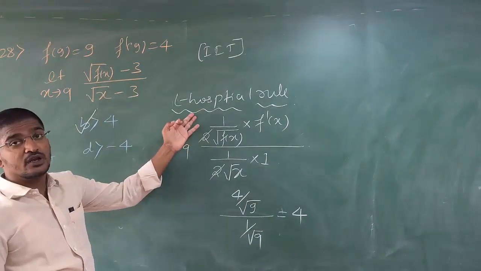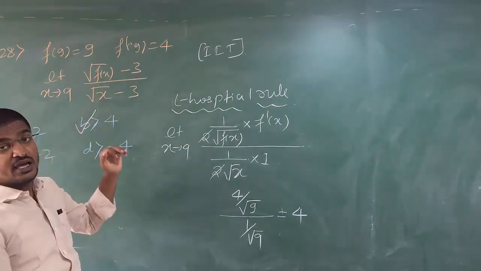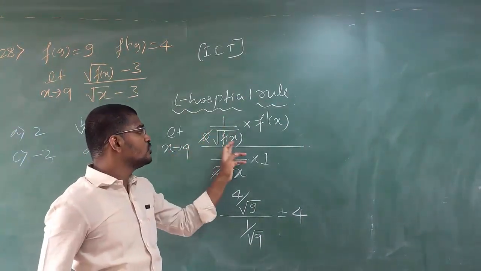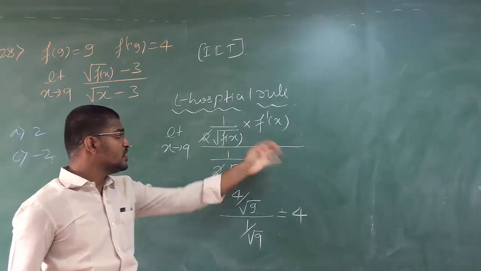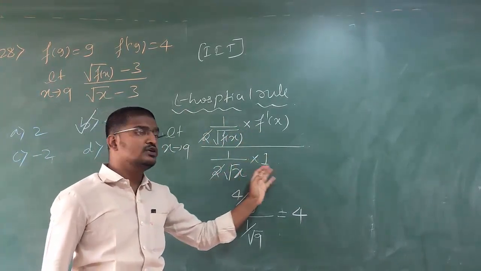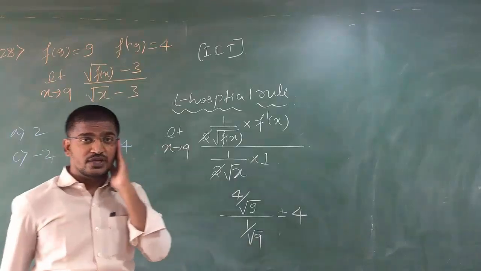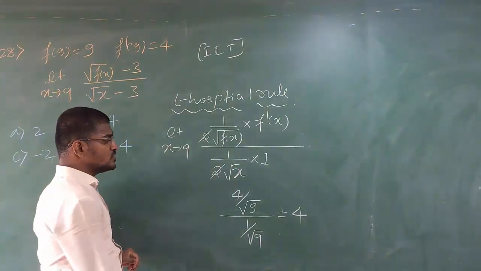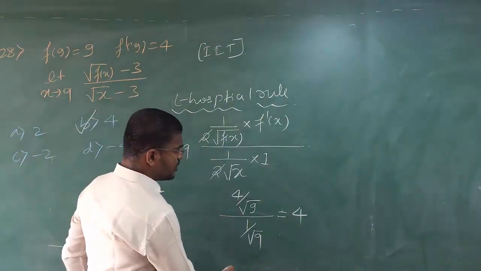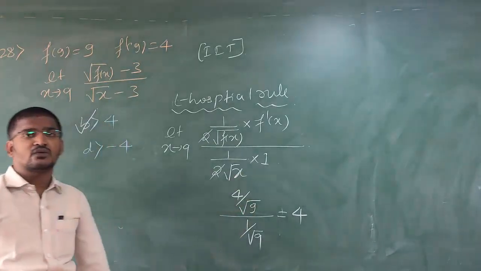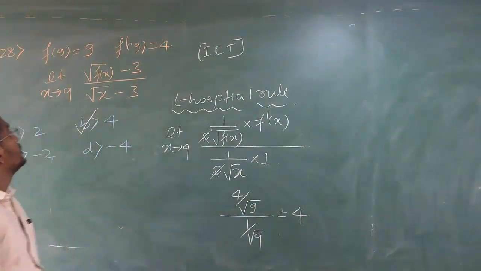Please remember L'Hospital rule, because this is in the form of 0 by 0. Therefore, 1 by 2 root f of x into f dash of x divided by 1 by 2 root x into 1, using chain rule, differentiation by chain rule. So it will be 4 by root 9 divided by 1 by root 9. If I simplify it, it will be equal to 4.